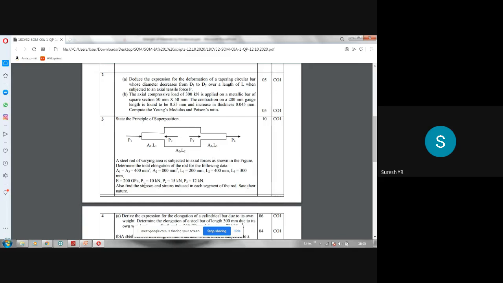Substitute and see what comes. P1 value is given as 10. So according to this, 10 plus P3 is 12, that is 22. So 22 plus P4 should be equal to P2. Solve that. What does P4 come to? Minus 7, sir. Minus 7 comes.